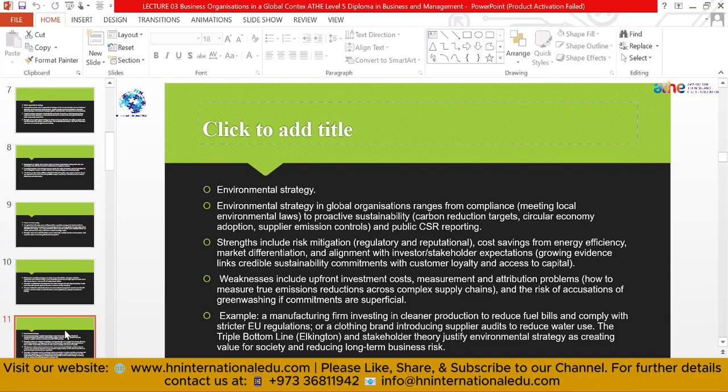Clear? Yes, ma'am. Example: a manufacturing firm investing in cleaner production to reduce fuel bills and comply with stricter European regulations, or a clothing brand introducing supplier audits to reduce water usage. The triple bottom line, remember we did this in the CSR course, and the stakeholder theory justify the environmental strategy as creating value for society and reducing long-term business risk.